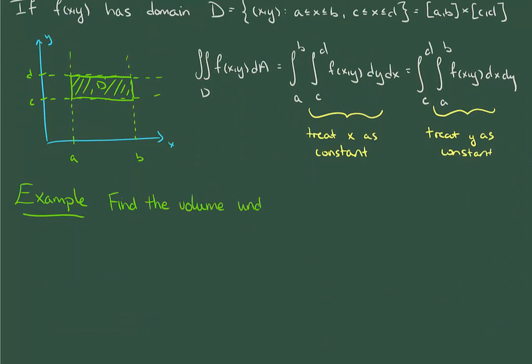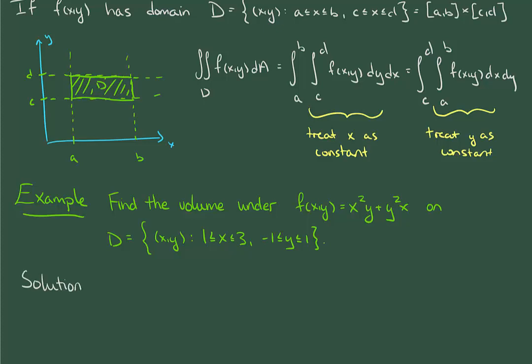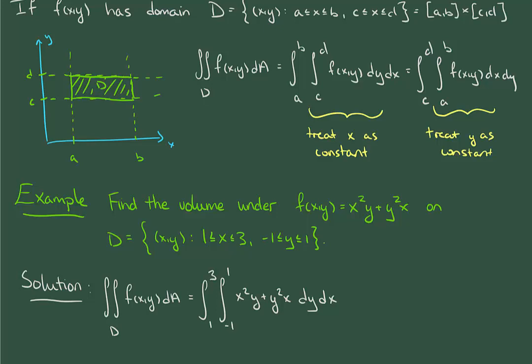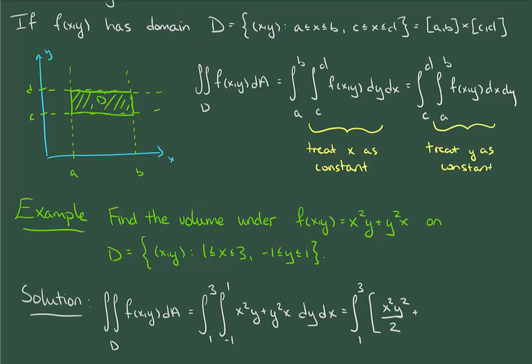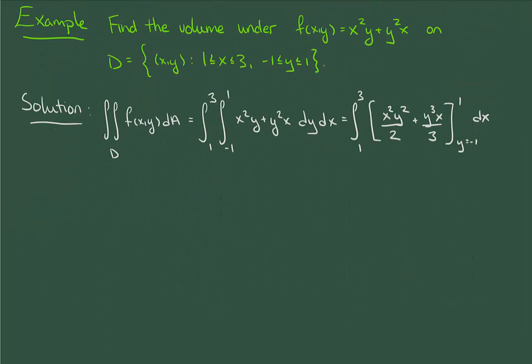Let's try an example. So let's say that I give you the function x squared y plus y squared x, and we want to compute that on the rectangle where x goes from 1 to 3 and y goes between -1 and 1. Well, according to what we wrote down before, I can just split this up as follows. And because we're integrating with respect to y, we're going to treat x as a constant. So we're just going to pull out a y squared over 2 and a y cubed over 3. And notice here that I've written y equals -1 to 1, just to remind me what variable I'm actually substituting -1 and 1 in.